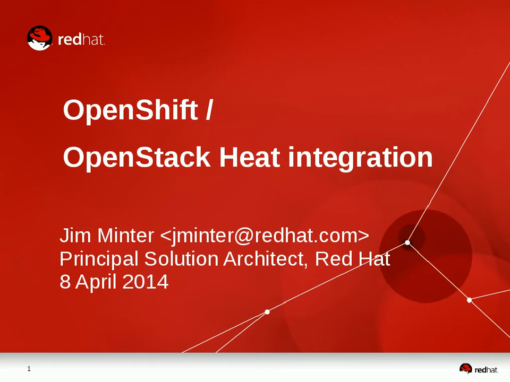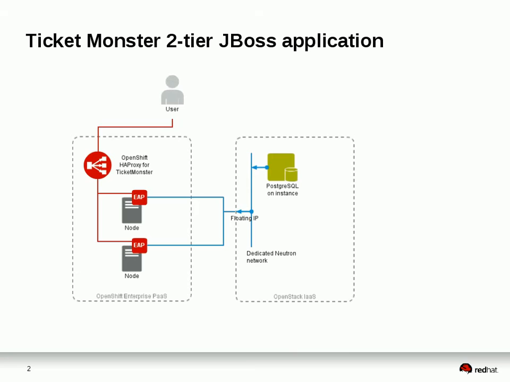This webcast shows an integration between our OpenShift Platform as a Service product and OpenStack Infrastructure as a Service. Using OpenStack Orchestration, or Heat, we'll see a two-tier application deployed, including network and database components hosted on OpenStack, and the scalable application itself hosted on OpenShift. For the webcast, I've used a JBoss sample application called ticketmonster.